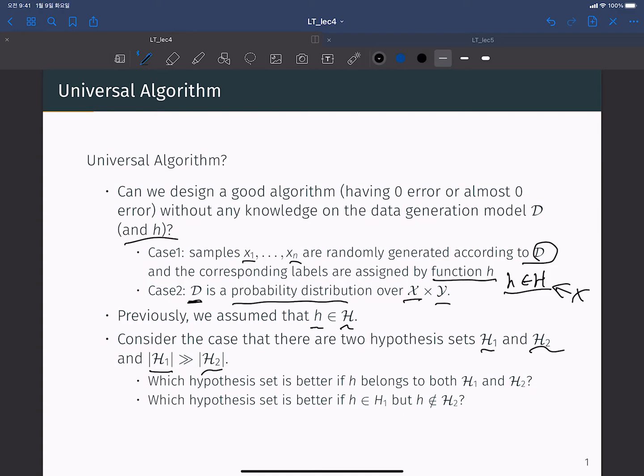So which hypothesis set is better if H belongs to both H1 and H2? This is a very important question. If the true hypothesis is a member of not only H1 but also H2, then since we know that the cardinality of H1 is much bigger than H2, and from the previous week we studied PAC learning and sample complexity, where the cardinality of the hypothesis set defines the lower bound of sample complexity, and usually as the cardinality of our hypothesis class increases, the sample complexity also increases. So when the ground truth H that generates the corresponding labels belongs to both H1 and H2, definitely H2 is the better hypothesis class.